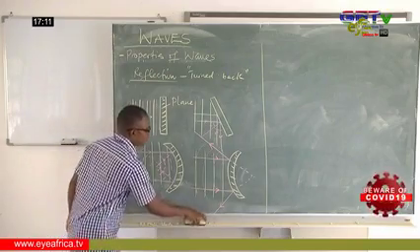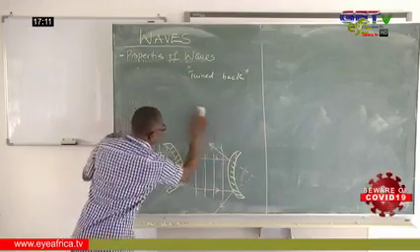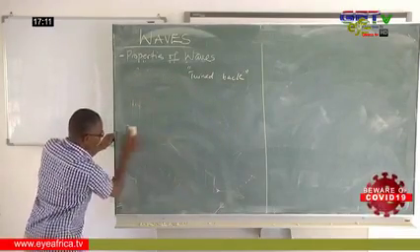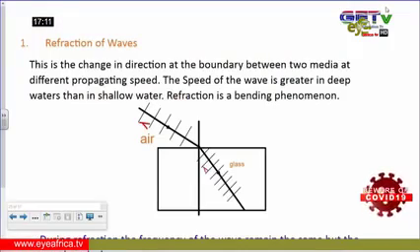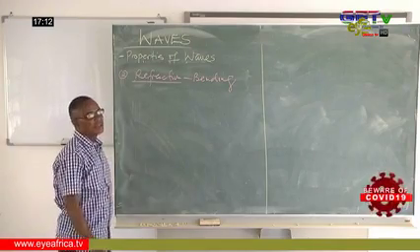What about the second? Let me just clean here, so we go to the second property, which is refraction. Now, refraction is a bending phenomenon. You know, when you say you refract, you bend. So the second property of waves is that they also refract. So property number 2 is refraction. Refraction of waves is a bending phenomenon. I said it's the change in the direction at the boundary between two media of different propagation speed.